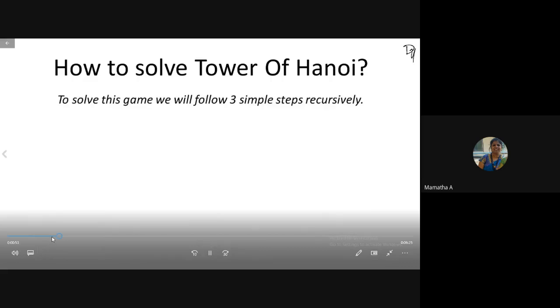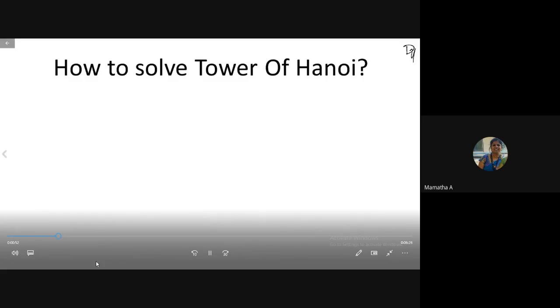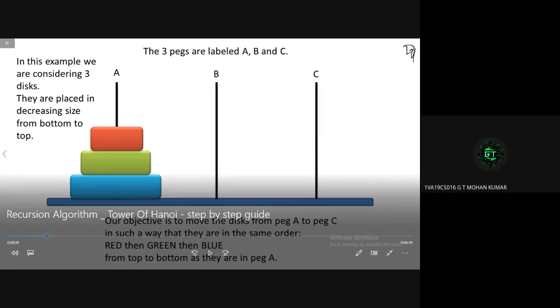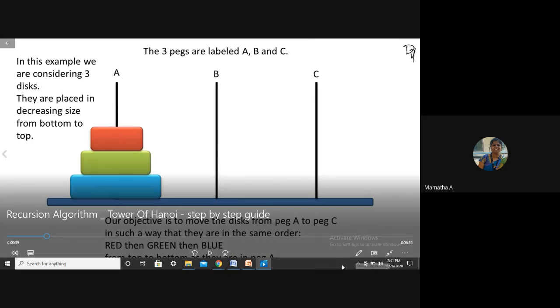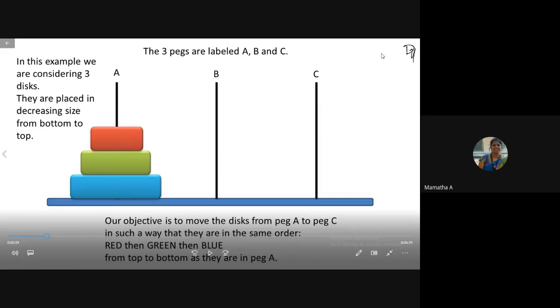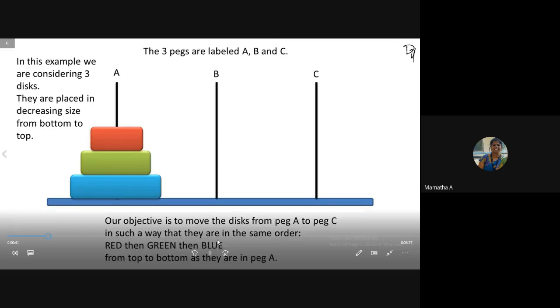Which peg to which peg, students? Source to destination. What is the peg named here? A to C, in such a way that they are in the same order. That means I should place red first, then green, and then blue from top to bottom as they are in peg A. So that should not change. Isn't it so? Yes or no?